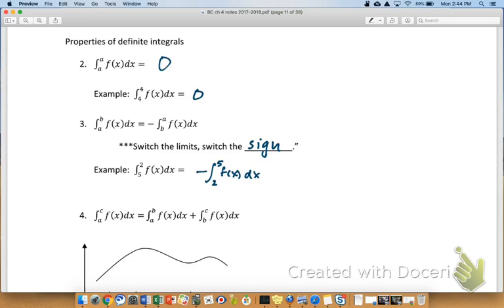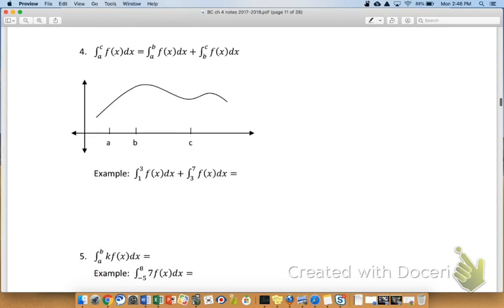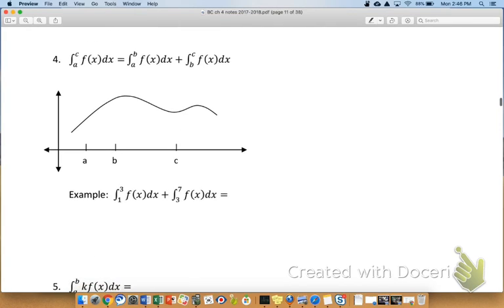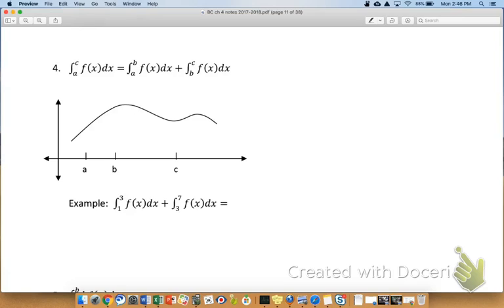Okay. So the next one I think is really handy with area as far as proving why this works. If I've got the integral from a to b, and then I've got the integral from b to c, in other words, you could think of it as this yellow area, and then I've got this green area. If I've got those two areas, what would be the total area? Yeah, just the integral from a to c.